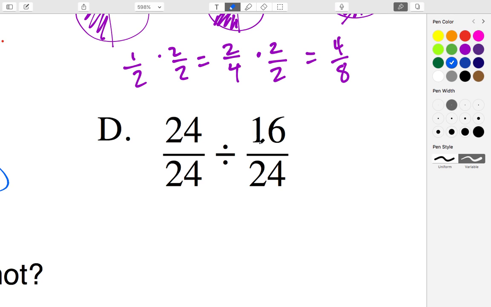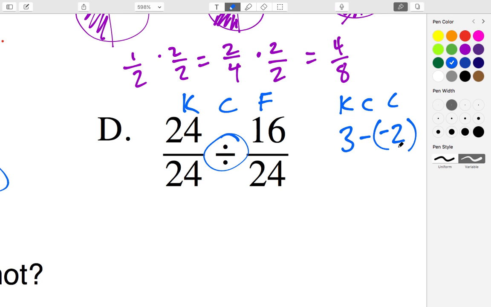D, what about D? So we're going to do keep. What do you think? Flip. When do you do keep, change, flip? When you have a, what sign? When do you do keep, change, change? When you have a, okay, so don't confuse the two. So if I have something like this, subtraction, I do keep, change, change. This is when I do division.